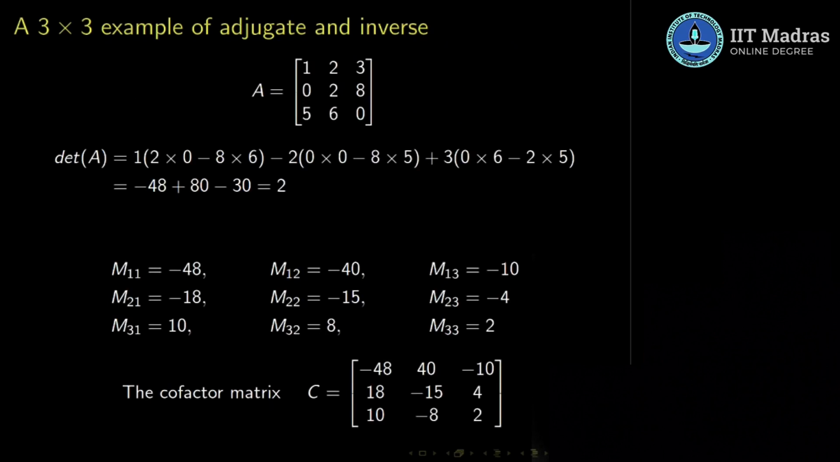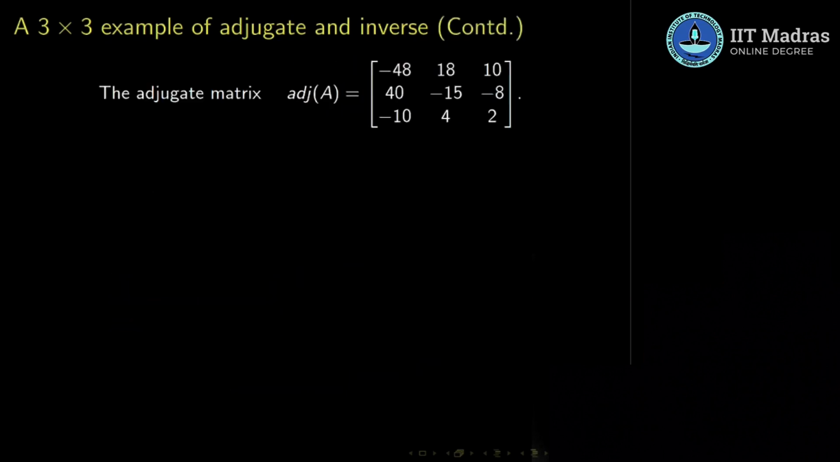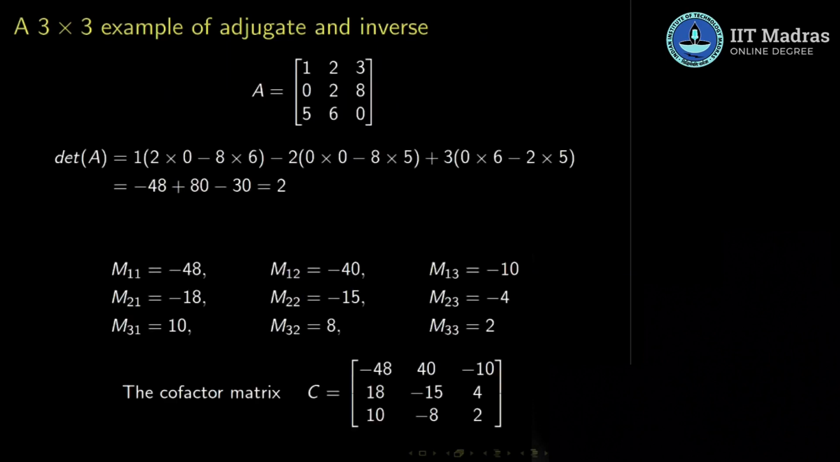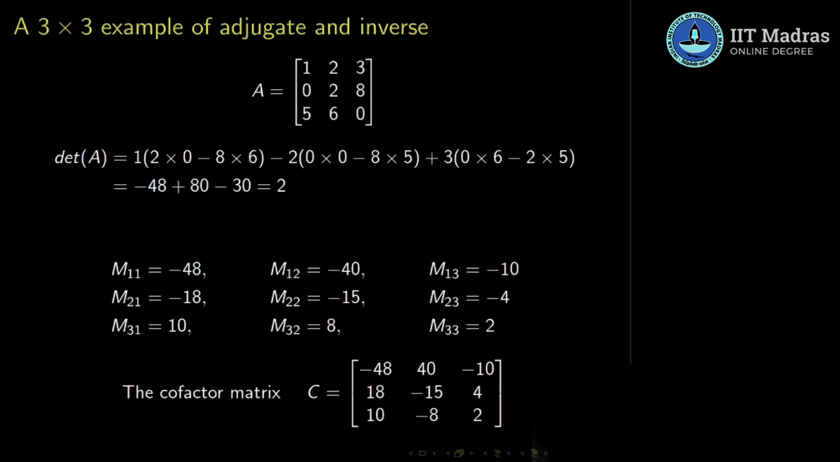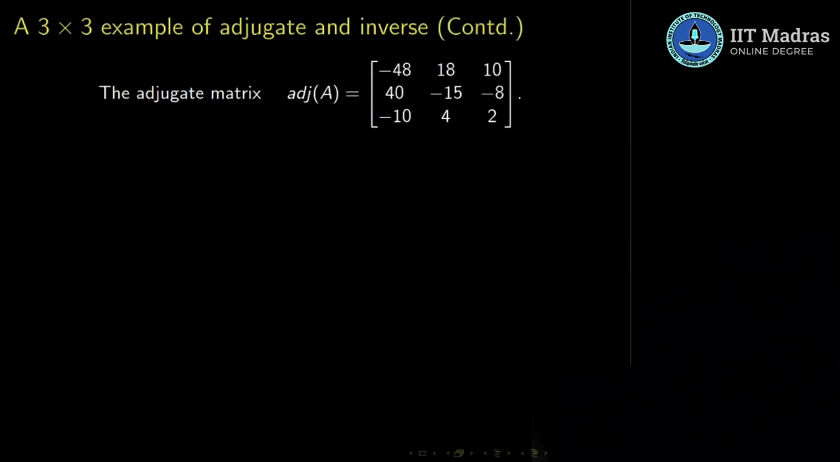So, just to check, here is the first row, here is the first column, and so on. Your second row became the second column, your third row became the third column. So 18 minus 15 is 4, here is your second row, that becomes the second column, and then 10 minus 8, 2, becomes the third column. Okay. So, you have taken the transpose of the cofactor matrix. Fine. So, for your matrix A, we have computed the adjugate matrix.